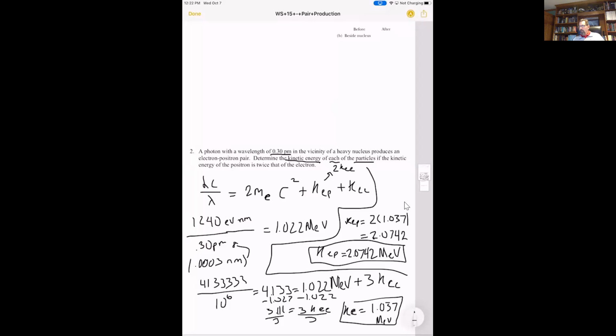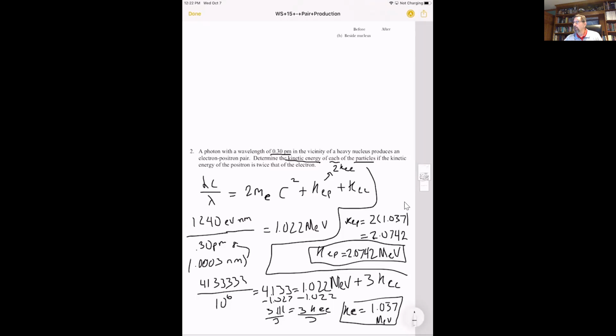Yeah. Here, our equation is hc divided by lambda set equal to 2 m_e c squared plus the kinetic energy for the positron and then the kinetic energy for the electron. And then we solved for one side, and then we solved for the left side, and we had to convert our picometers to nanometers. And then we converted that to energy, to mega electron volts. Yeah, absolutely right.